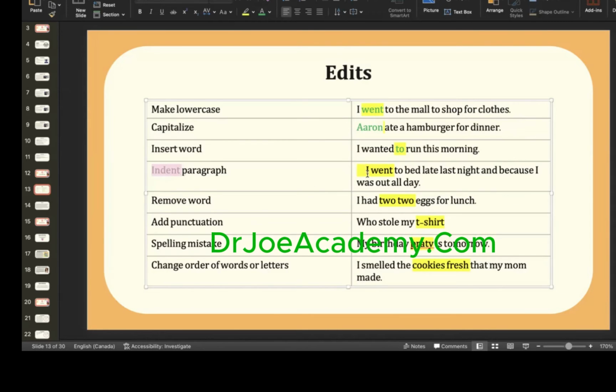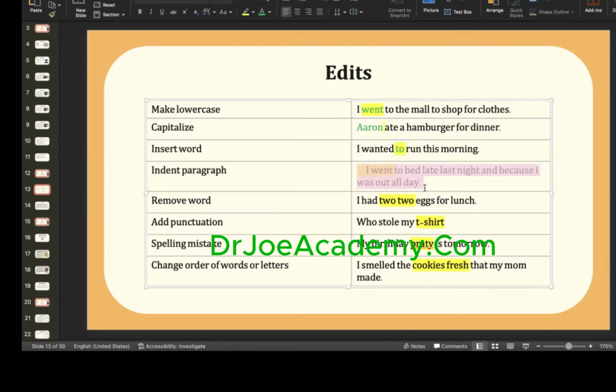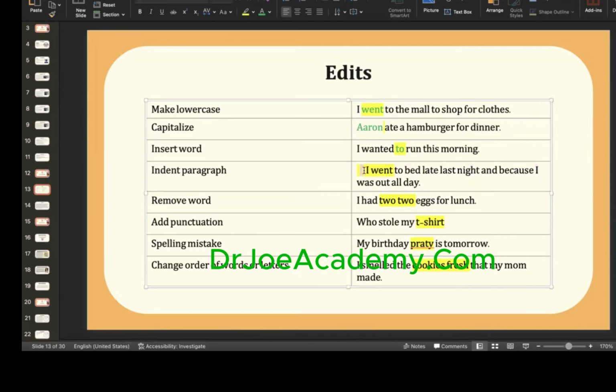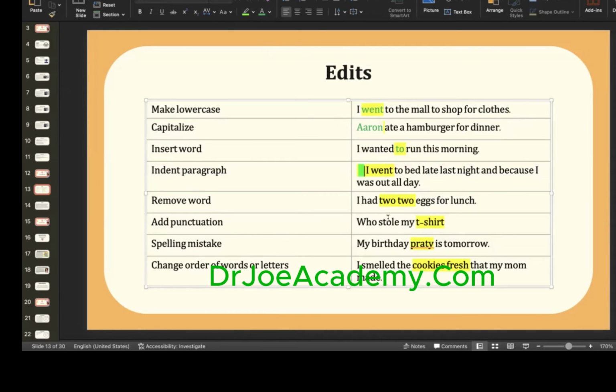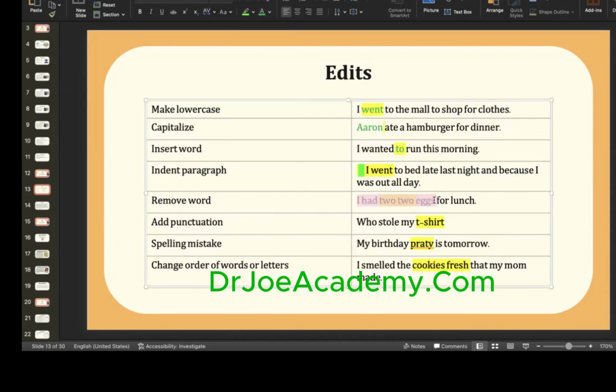So sometimes if we're starting a long paragraph with a lot of sentences, we have to put a space in front of the first word. So that's something we have to be mindful of. Does that make sense, Jack? Yes. Good. Awesome. So when you're starting a paragraph, make sure to put a space. So let's make this green. Good. Awesome, Jack. Let's go to the next edit.